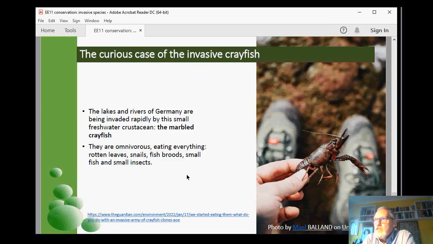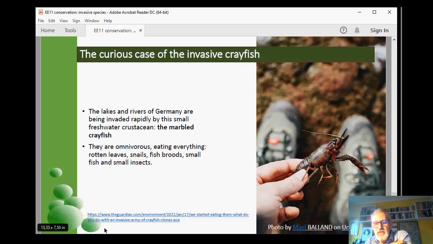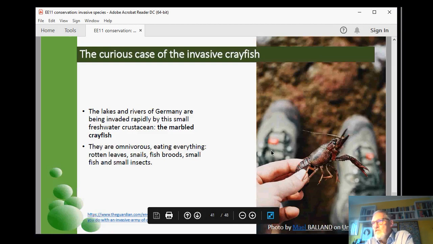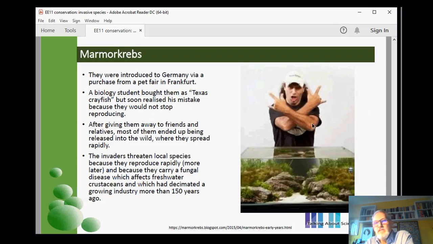They are non-specialist feeders, so they will eat all sorts of stuff, everything from rotting leaves through to fish, insects, whatever. Okay, and they are spreading extremely rapidly. Now, this is one amongst several arthropod species which are affecting Germany. Another one is a type of crab which has been transported from China or from East Asia on container ships, and it's got into the ecosystems around northern German ports. Okay. Anyway, coming back to our crayfish, this guy is a native of Texas or that sort of area in North America. Okay. Here we are, the marbled crayfish. That's the guy.